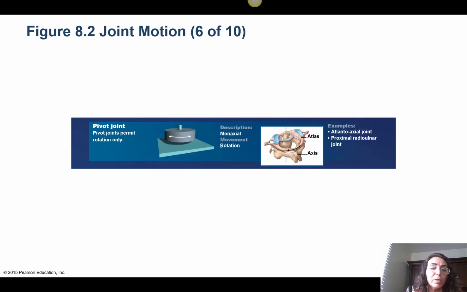The second type is the pivot joint. As you see, these are doing only rotational movement. So these are again monoaxial because they're just moving in one plane here. And the examples, as we mentioned, are the atlantoaxial and proximal radio-ulnar joints. And here you're looking at how the atlas over the axis, they are rotating around the long axis of the body.